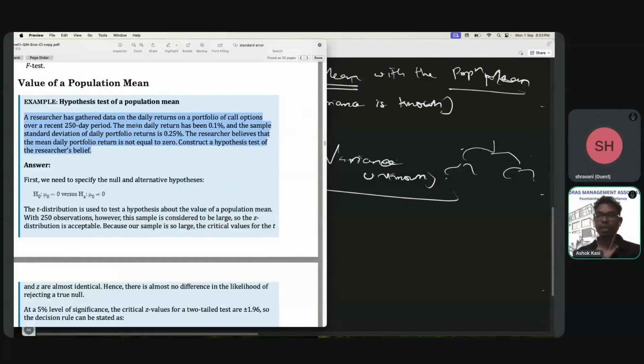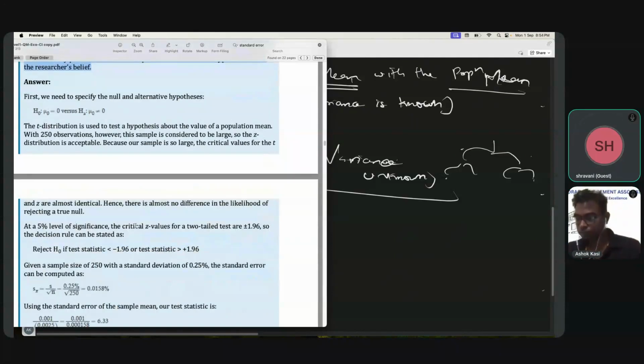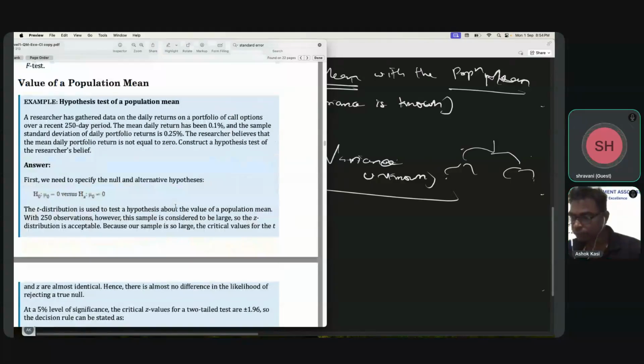So now I'm filling the gaps in the sum. Population variance is unknown, but still, because n is 250, they took the z test, right? See, z distribution is acceptable. See this here, t distribution and z. You can read this part now.